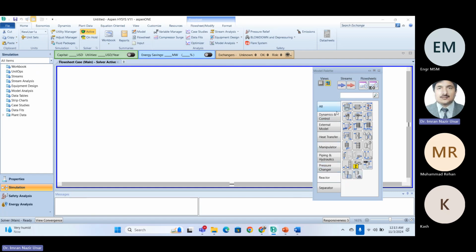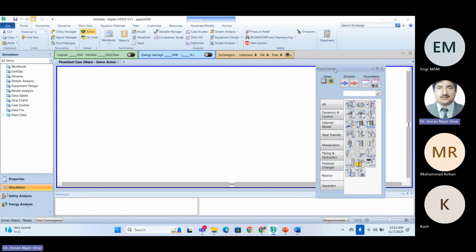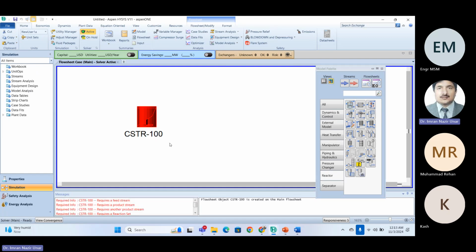Now you can see, if I click on reactor, you will see that lots of reactors are coming in with version 11. Primarily, there are three reactors in terms of category. One is this CSTR reactor. I am putting this for your understanding. This is a plug flow reactor.